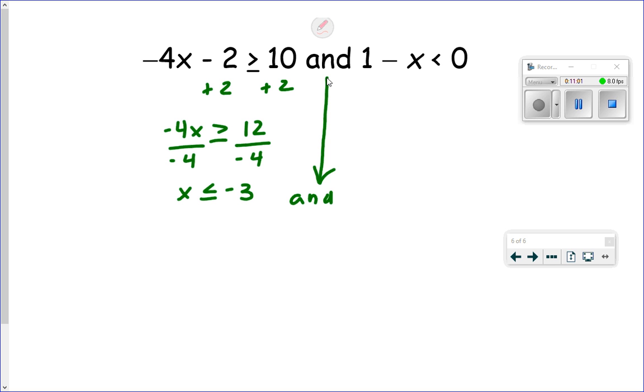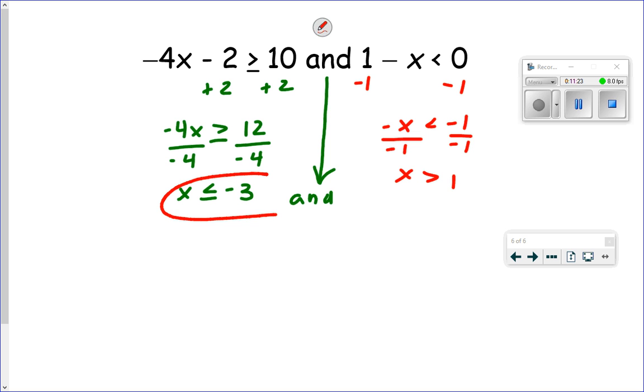For the second one, I'm going to start and I'm going to subtract 1 from both sides. 0 minus 1 is negative 1. Now, a lot of times students want to stop here, but we don't want negative x, we want positive x. So I need to divide both sides by negative 1. When I do that, I have to flip my inequality sign. Negative 1 divided by negative 1 is positive 1. These are my two solutions.